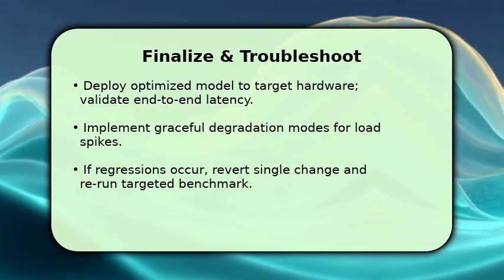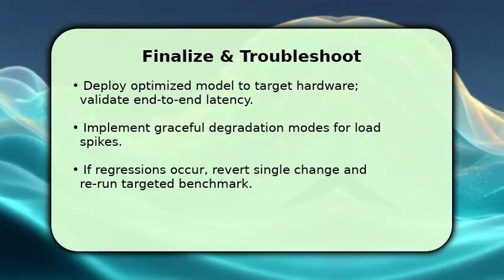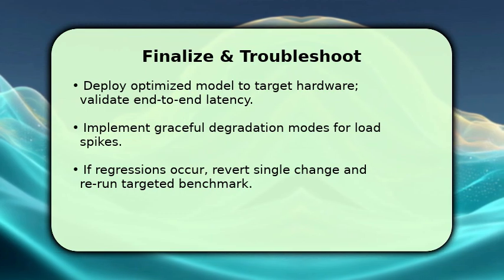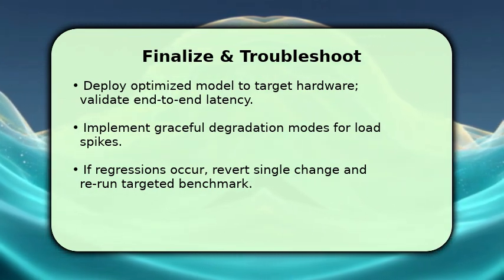If something goes wrong, a reliable troubleshooting tip is to revert the last single change and rerun the targeted benchmark. This isolates the cause quickly, because incremental rollbacks reveal which tweak introduced the regression.